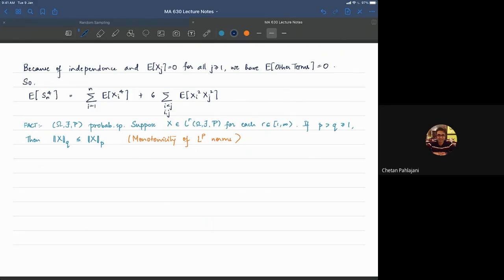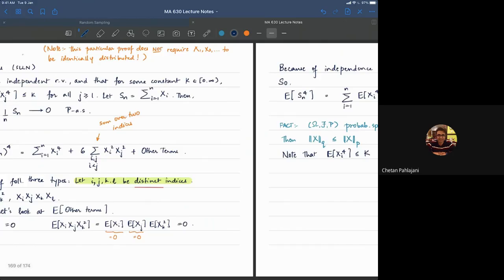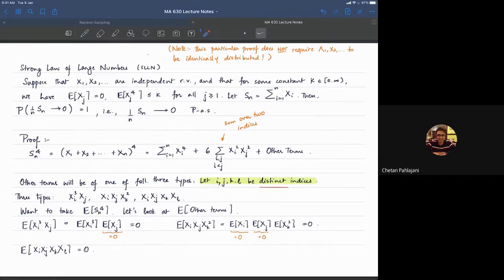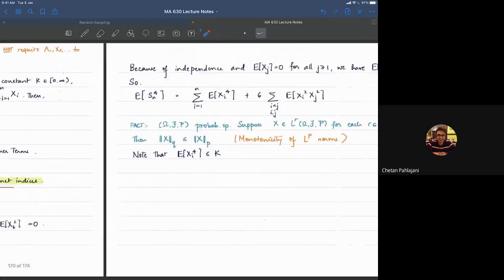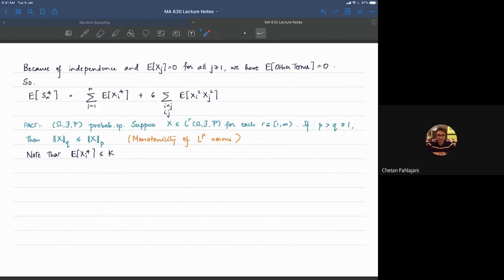So what are we going to get? Note that E of xi to the 4 is less than or equal to capital K. This we had on the previous slide: for any j, E of xj to the 4 is less than or equal to K. So this is true. Now, how are the L^p norms going to come into place? Also, I should mention i and j have to be distinct.